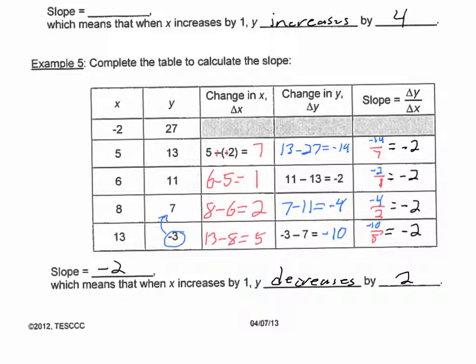So when x increases by 1, when I go to the right 1 space, I should go down 2 spaces because we have a y change of negative 2. Okay? It decreases by 2. That's what negative 2 means. Okay? So when we're looking at tables, we're still looking for the change in y and the change in x, just like we did on a graph.